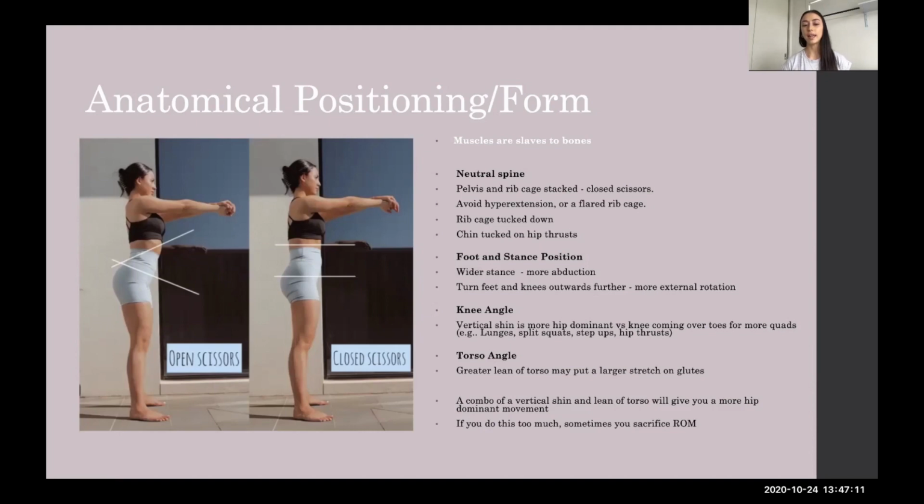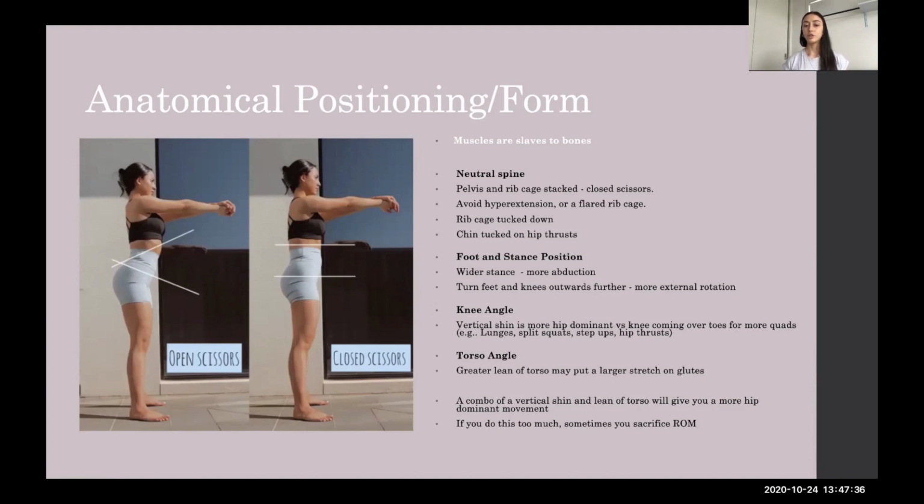Now looking at knee angle, so we know that when we have a vertical shin, we're in a more hip dominant movement, and our glutes and our hamstrings are working a lot more than if our knee is in more flexion, so if our knee is coming over our toes. So you can adopt this in your lunges, your split squats, your step ups and your hip thrusts, making sure that you have that vertical shin.